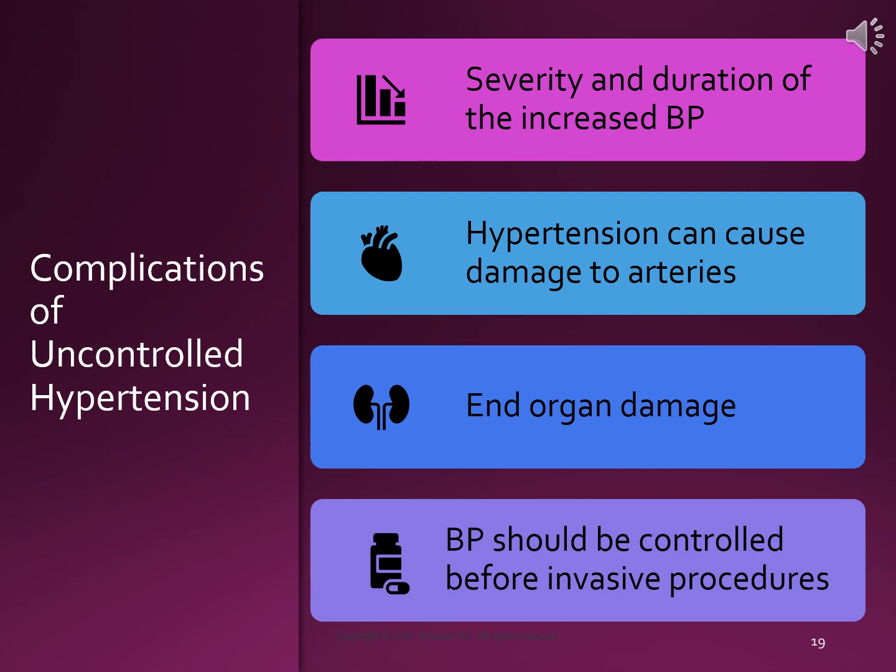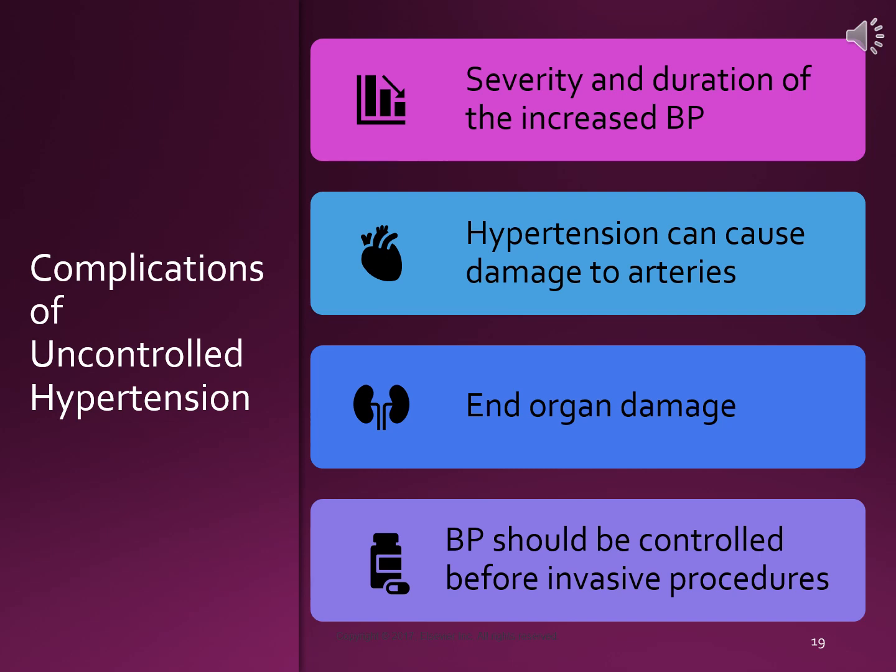So the complications of uncontrolled hypertension are really dependent on the severity and the duration of the increase in blood pressure, because that determines the extent of the vascular changes. And really that's what causes the end organ damage, is the vascular changes from the high pressure in those vessels. Hypertension can cause damage to arteries, and it makes them less elastic, and then this places an increased workload on the heart. This can cause myocardial infarction, ventricular hypertrophy, congestive heart failure.